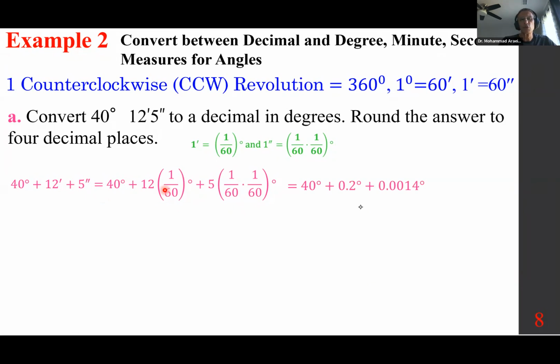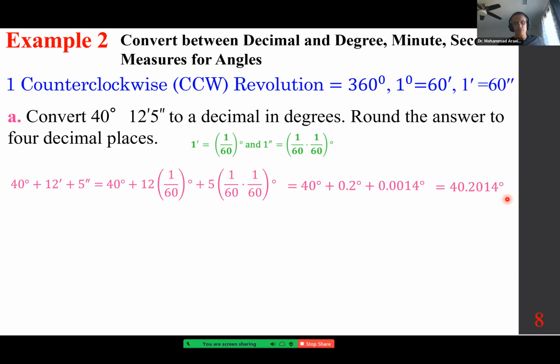So this becomes 0.2, this becomes 0.0014, add them all up, and it becomes, so 40 degrees, 12 minutes, 5 seconds is equal to 40.2014 degrees.